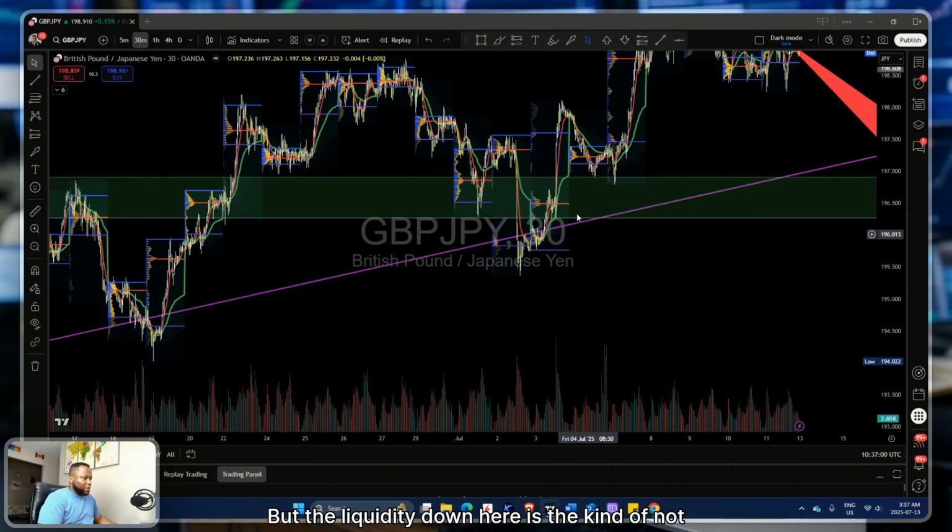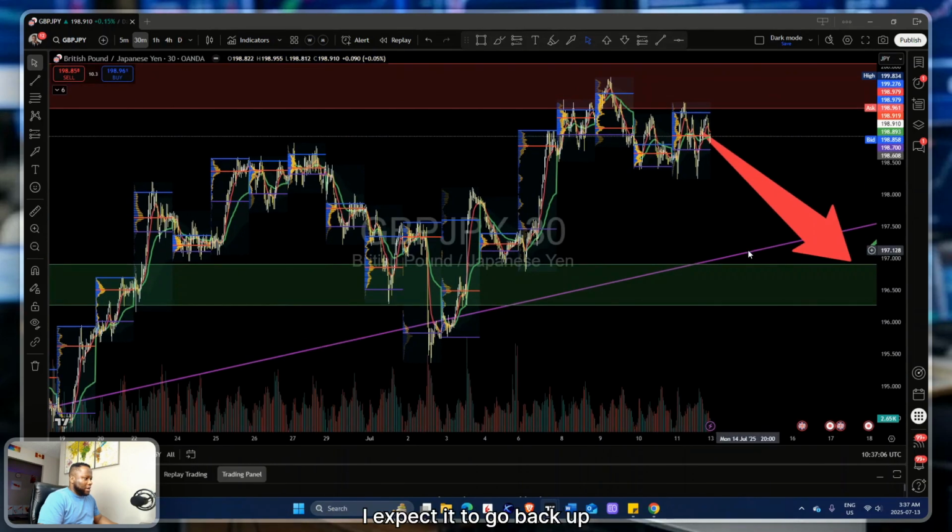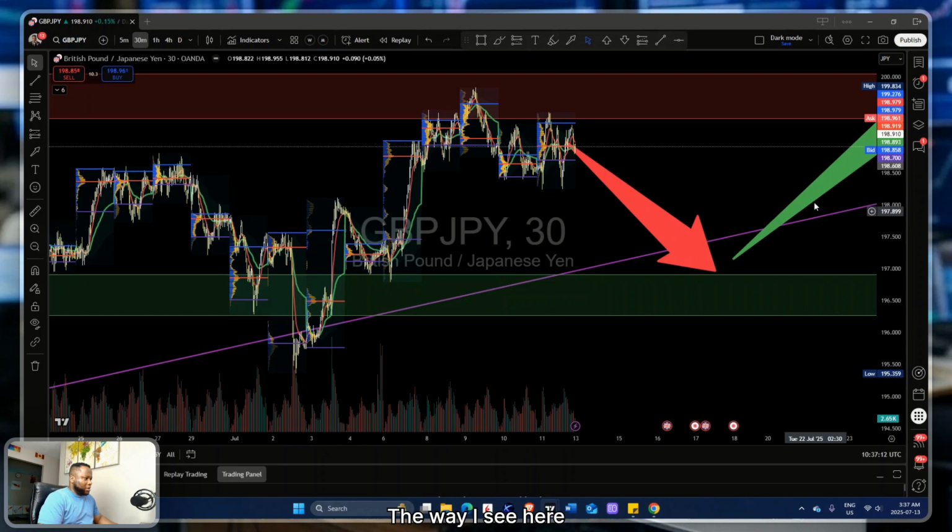But the liquidity down here is kind of not swept yet, right? So if price is to return here on this trend line, I expect it to go back up, or expect it to have a good reaction the way I see here.